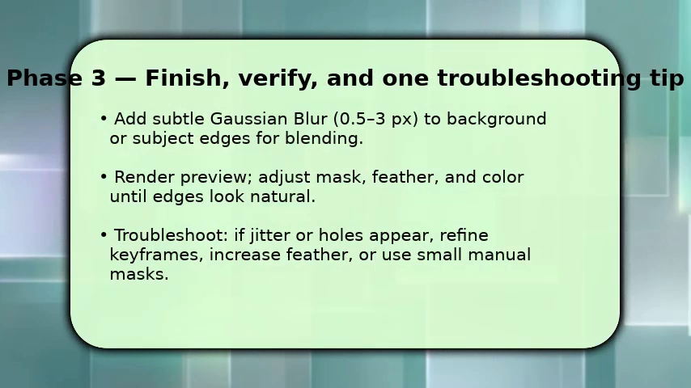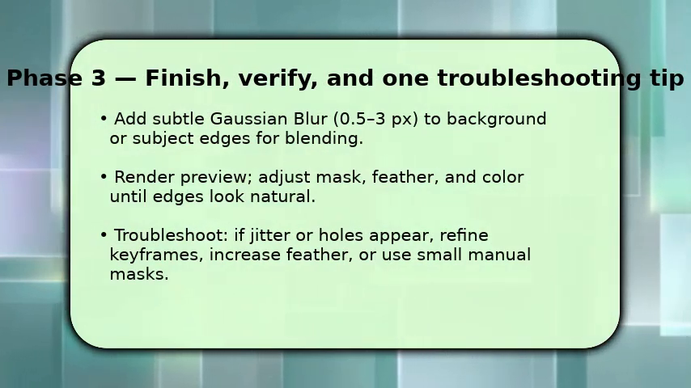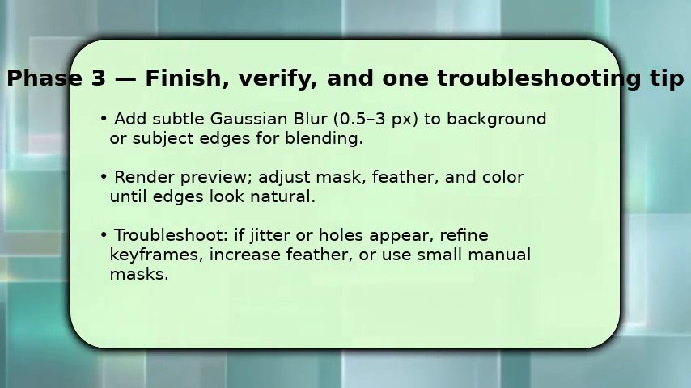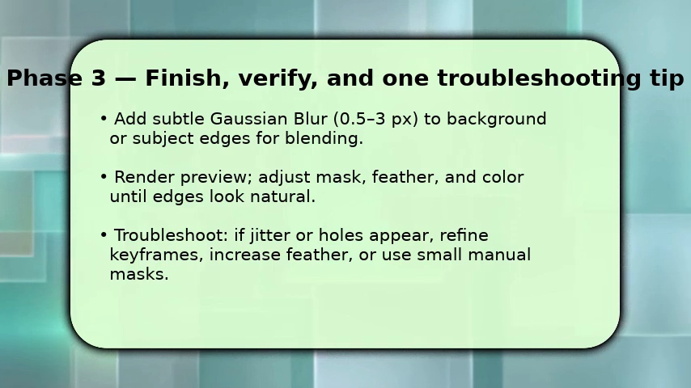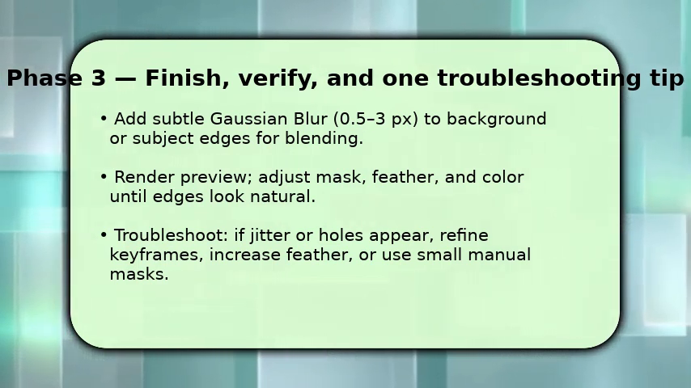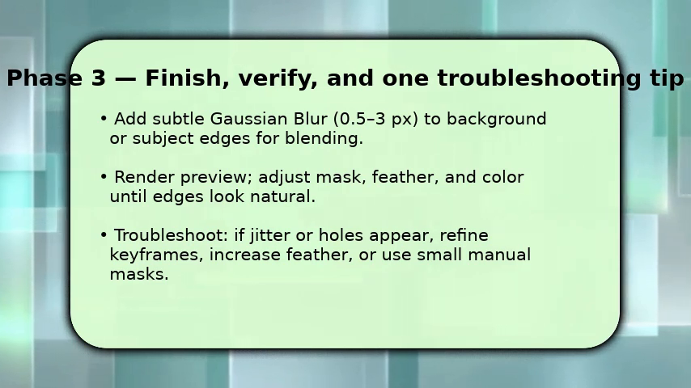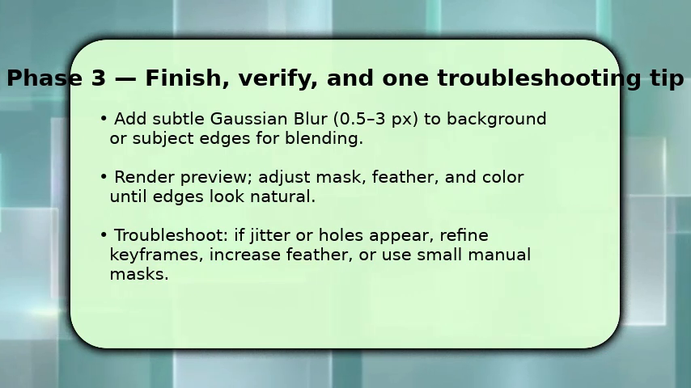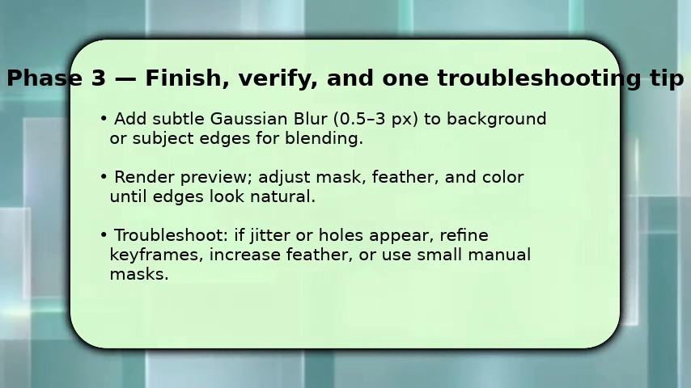Finish by blending edges and checking motion. Add a tiny Gaussian blur to the background or a 0.5-3px blur to the subject edges to reduce harsh lines, then render a preview to inspect fast motion and fine details. If you see flicker, holes, or jitter, return to mask path keyframes and refine them, increase feather slightly, or add small corrective masks on problem areas.